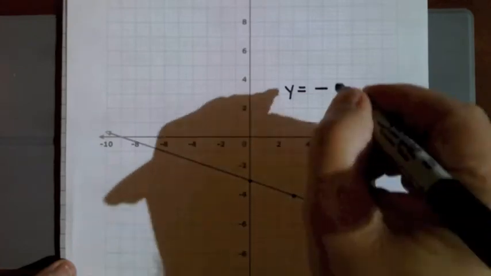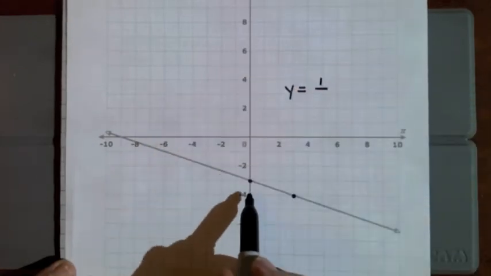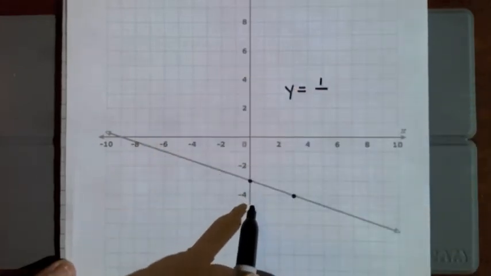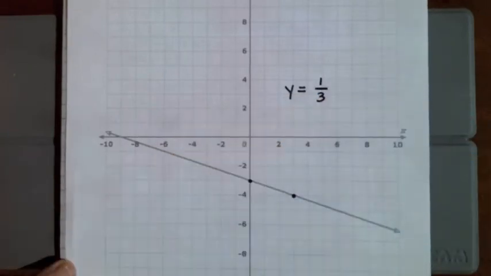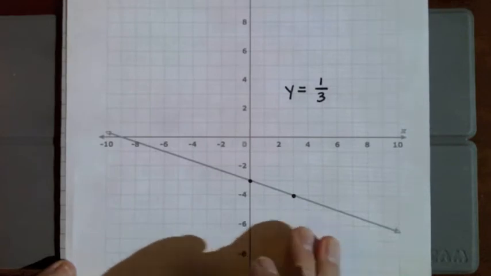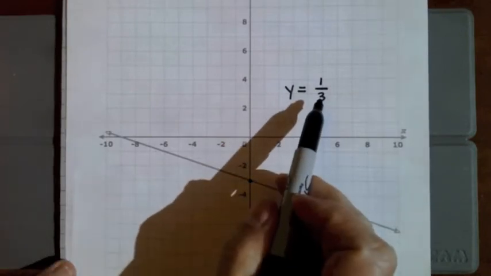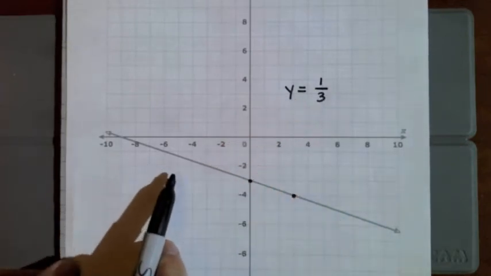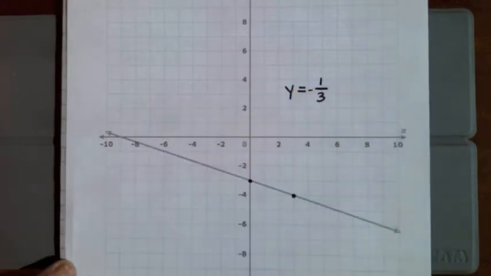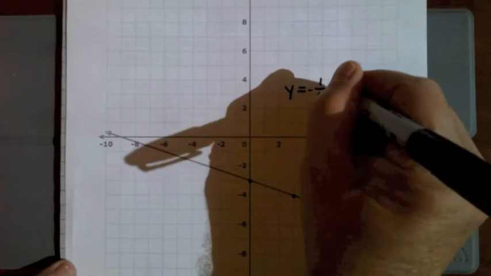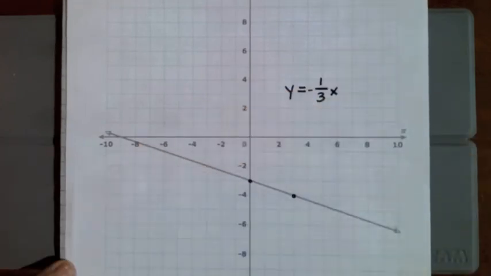I need to go down 1. So I put a 1 in the top, went down 1. I need to go over 1, 2, 3. 3 goes in the bottom. I then look at this line right here to determine whether or not this number is positive or negative. Because we're going down, this number is going to be negative. Always put an x beside the slope.